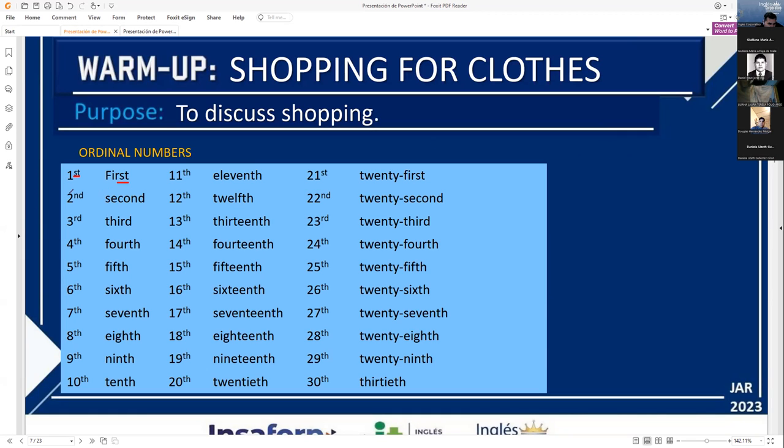So in English, we have two letters. ST for first, ND for second, RD for third. And then all of the others, TH, except when they come again to 21st: 21st, 22nd, 23rd. And then they go to 31st, 32nd, 33rd, etc.